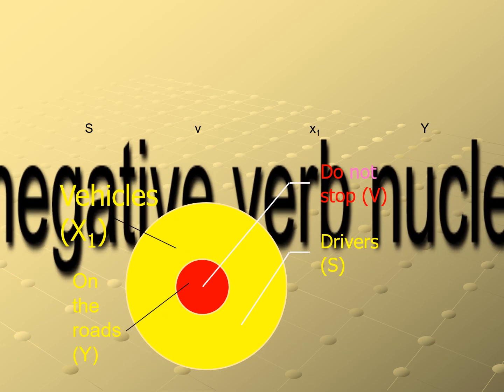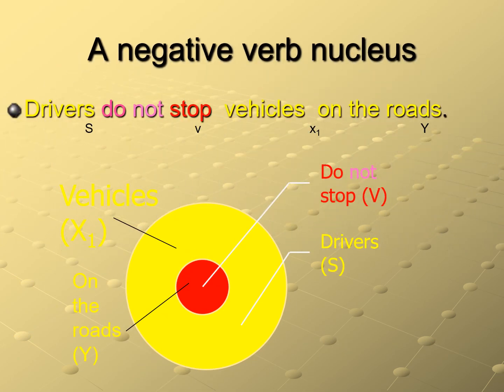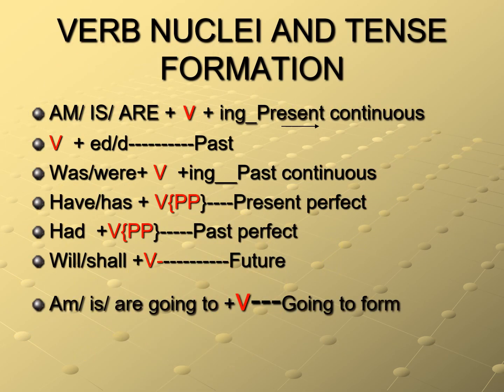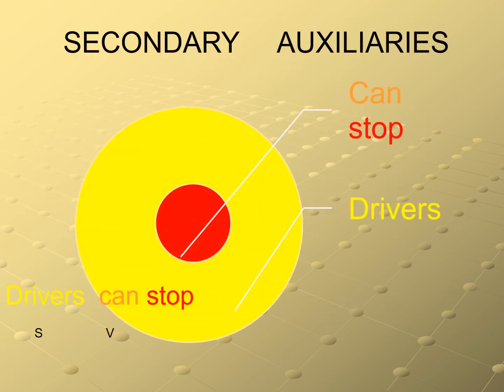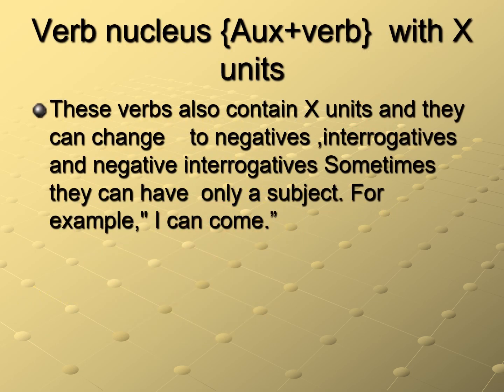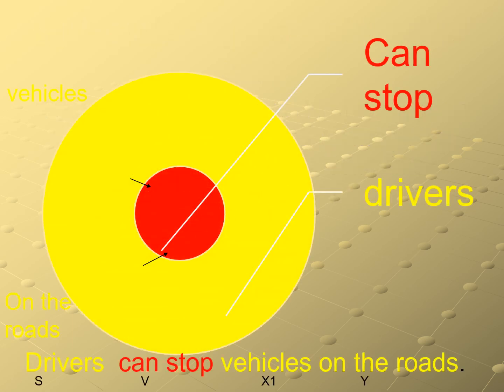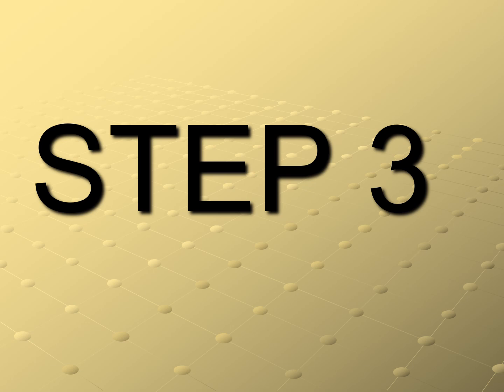Now you can see step 2. We introduce the verb nucleus with secondary auxiliaries as the center. Most students find it difficult to understand that some main actions are accompanied by secondary auxiliaries, yet these secondary auxiliaries and the main actions are part of the verb nucleus. By explaining this, we can add a subject and expand it later with X units added to it.